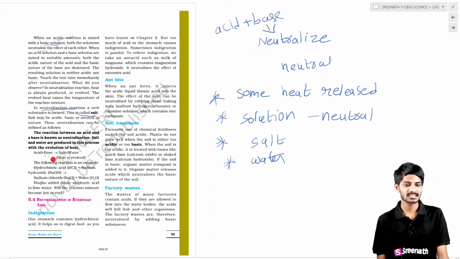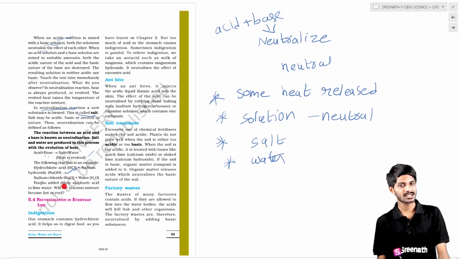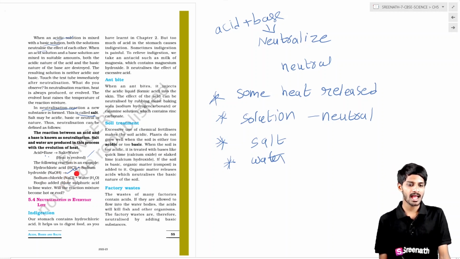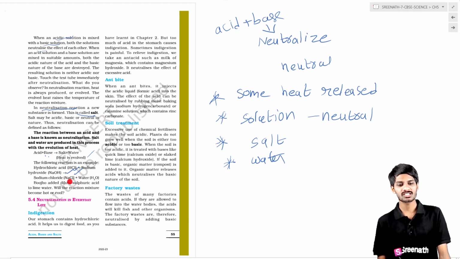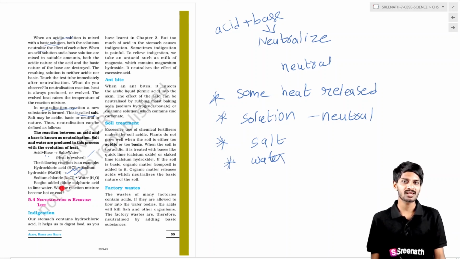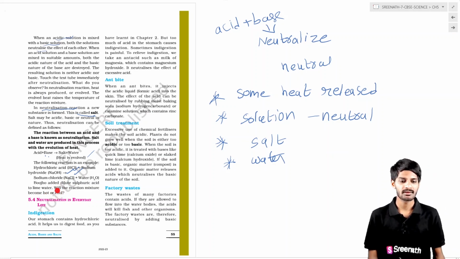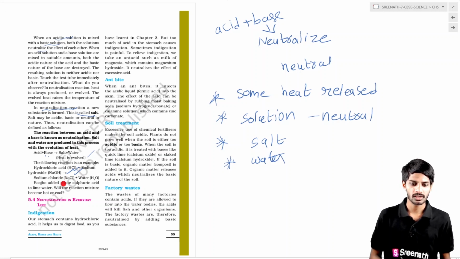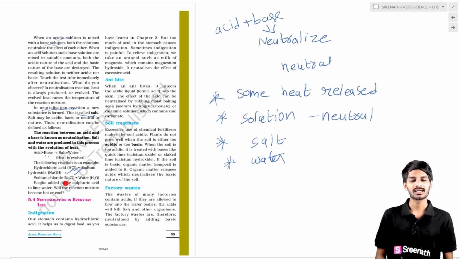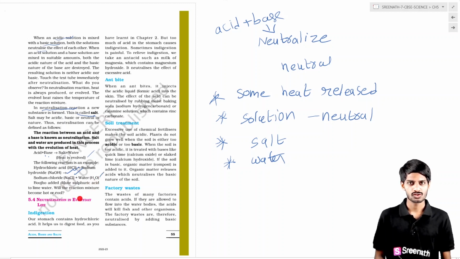Basically, what is the reaction here? Here we have used the acid hydrochloric acid, represented as HCl, and the base we used is sodium hydroxide, which is NaOH. Whenever we mix both of these, what is the salt produced? The salt is NaCl, sodium chloride, which is the normal salt we use in our daily life. In your kitchen, you are using salt. That salt is nothing but NaCl, and water, H2O, will be produced.